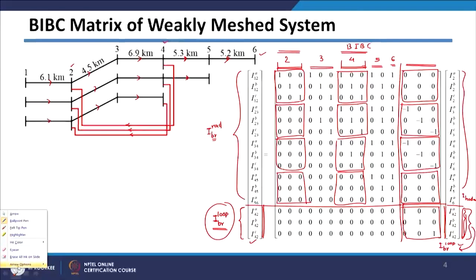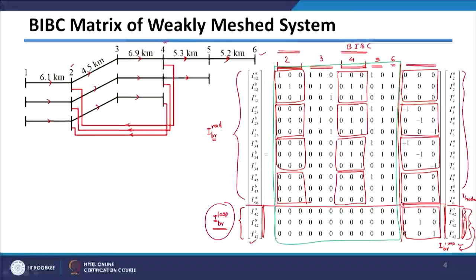Now, consider this part of the matrix. Since it corresponds to radial branches, I am calling it the BIBC corresponding to radial. And this part, which is getting multiplied with the loop branch current, I am calling the BIBC corresponding to loop currents.